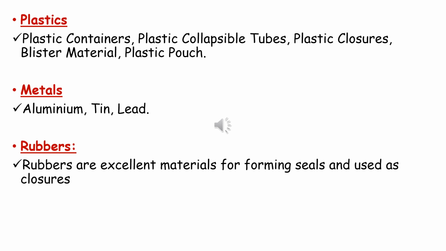Then there are tubes made of lead, and the lead tubes are the cheapest one, but they are not used for pharmaceutical packaging because of lead poisoning. Then rubber as a packaging material. Rubber is used for making closures for vials, transfusion bottles, dropping bottles, etc. So all these packaging materials are used for making containers and closures. And in chapter 2 we will study in depth about all these packaging materials.